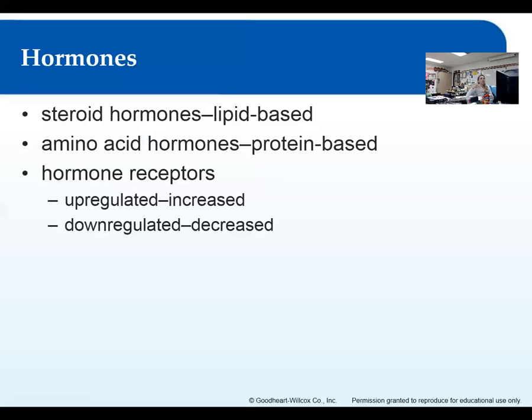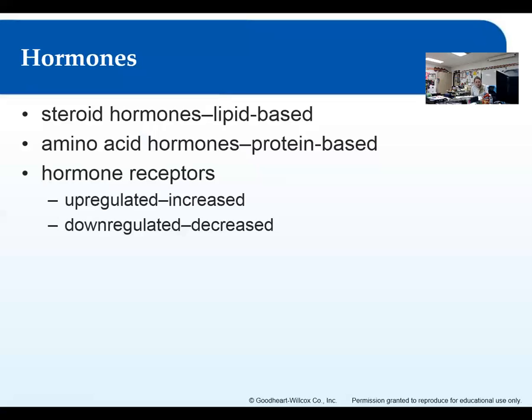Okay, different types of hormones. We have two basic types of hormones. We have steroid hormones, which are lipid-based, or fat-based, and then amino acid hormones that are protein-based. Most of our hormones are amino acid or protein-based, but we do have some that are steroid, specifically ones that come from what we call the adrenal cortex. And then reproductive hormones, those are our steroid hormones. We'll talk specifically about those later on.